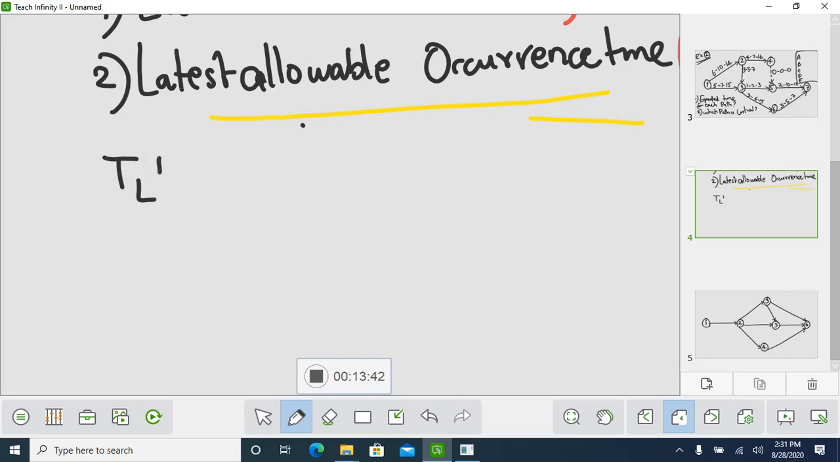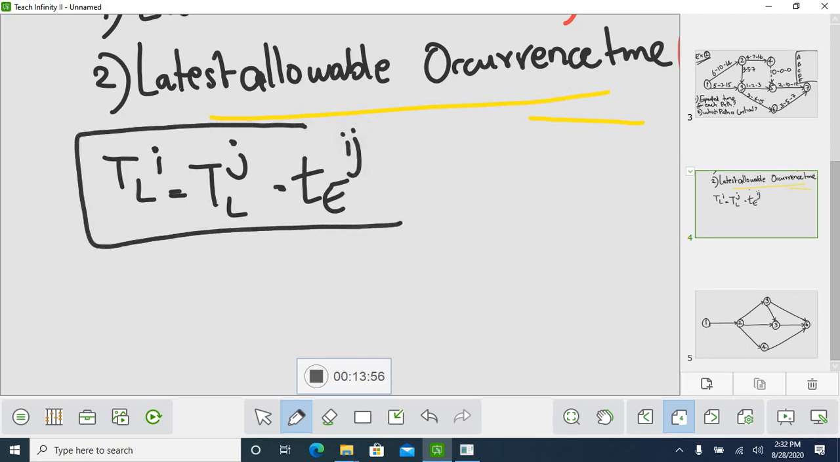TLI equal to TLJ minus TEIJ. So this formula is all important. It will be asked in your 1 mark question. So this is your minus. You can see the difference between the earliest expected time formula and the latest allowable occurrence time formula. These are the two formulas. Latest allowable means L, earliest expected means E. So in that formula you have the plus symbol, here minus. This is the main difference.